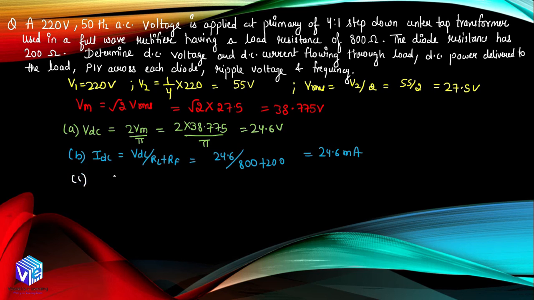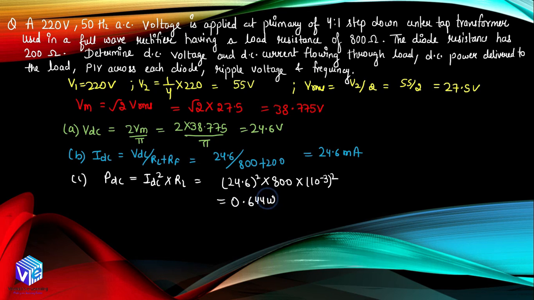Now the third part we are moving towards. We have to find out the PDC. PDC will be equal to IDC square into RL, right? So what is IDC? It is 24.6 square into RL. RL is 800. Now 24.6 is milliampere, so we will have 10 raised to power minus 3 square as well, right? You can calculate it and it will come out to be equal to 0.644 watt.